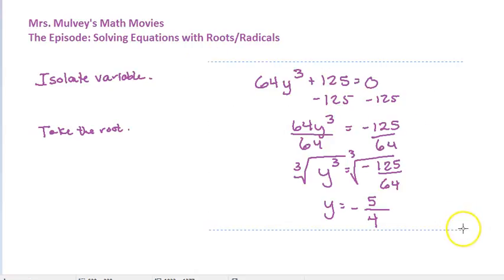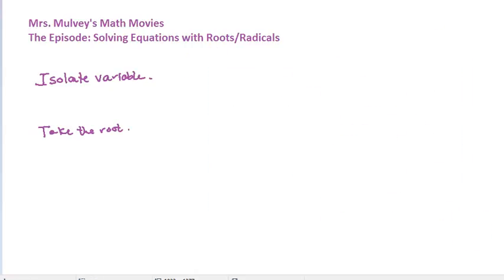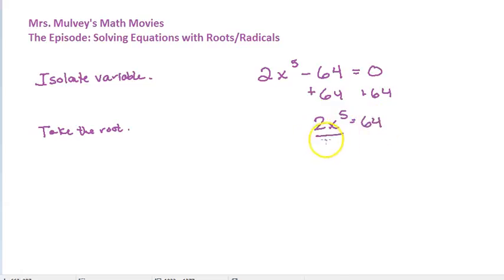Let's look at one that has an even higher root, or I should say even larger index. I'm going to look at 2x to the 5th minus 64 equals 0. So again, my first step is to isolate the variable expression. In this case, I need to add 64 onto both sides. And when I do that, I get 2x to the 5th equals 64. Then I divide by 2. And when I do that, I get x to the 5th equals 32.